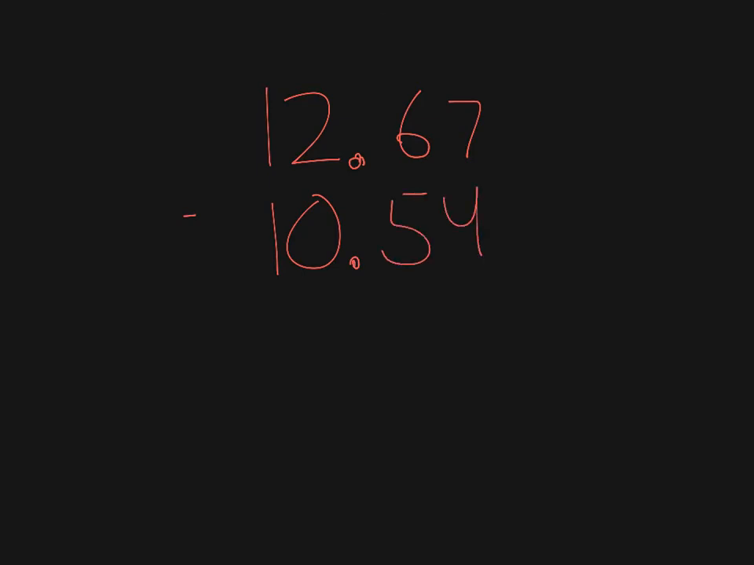Moving to the fourth one, we have to find the difference. And it's going to be 12 and 67 hundredths minus 10 and 54 hundredths. I know that 7 minus 4 will be 3. 6 minus 5 is going to be 1. My decimal goes straight down. 2 minus 0 is 2. And 1 minus 1 is 0. So my answer, or the difference, is going to be 2 and 13 hundredths.